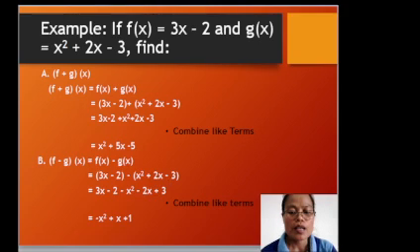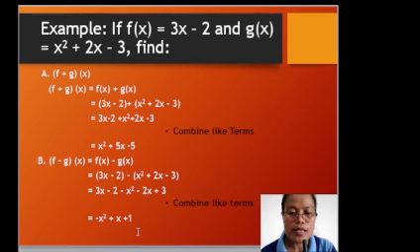So combine like terms here. We have negative x squared only. So just copy. And then 3x minus 2x is positive 1x, and negative 2 plus 3 is positive 1. So that is the difference.